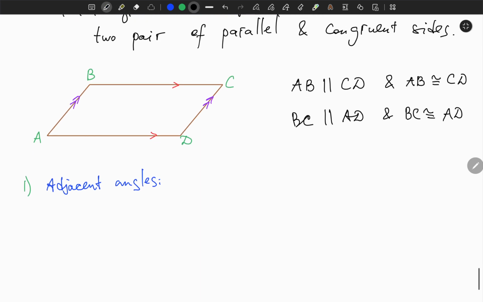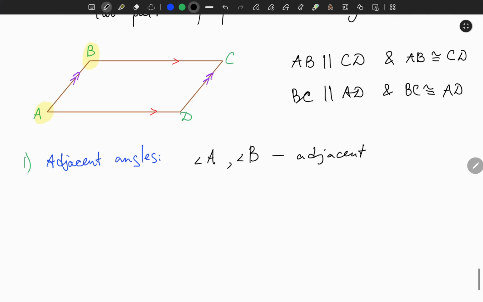It doesn't matter which angle we choose. Let's suppose we start from A. We have two options, either B or D, and we're going to choose B. So angle A and angle B are adjacent, which means neighbors. Okay, how are they related? In most geometry problems we're trying to find how they're related.